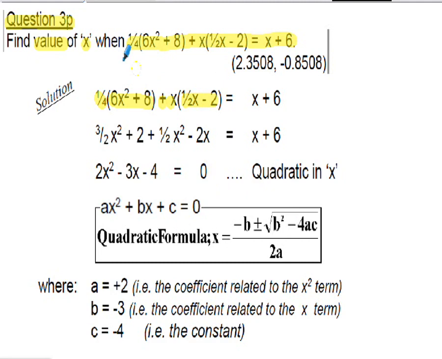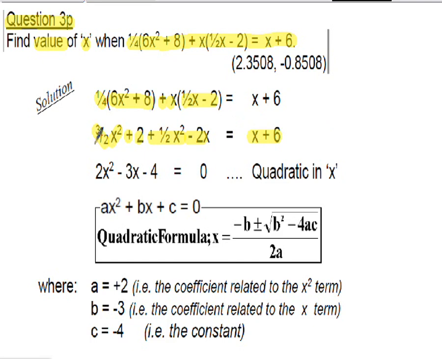A quarter of 6x squared becomes 3 upon 2x squared, or simply 1.5x squared, plus a quarter of 8, which is 2. Then expand the second bracket: x times a half x is plus a half x squared, and x times negative 2 is negative 2x. That's the left hand side expanded, and the right hand side remained as x plus 6.